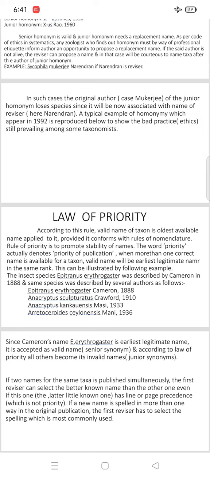And the first one, that means Epitranus erythrogaster by Cameron, is accepted as the valid name and is called the senior synonym. If two names for the same taxa are published simultaneously, the first revisor can select the better known name over the other one, even if the later, little known one has line or page precedence, which is known as priority. If a new name is spelled in more than one way in the original publication, the first revisor has to select the spelling which is most commonly used.